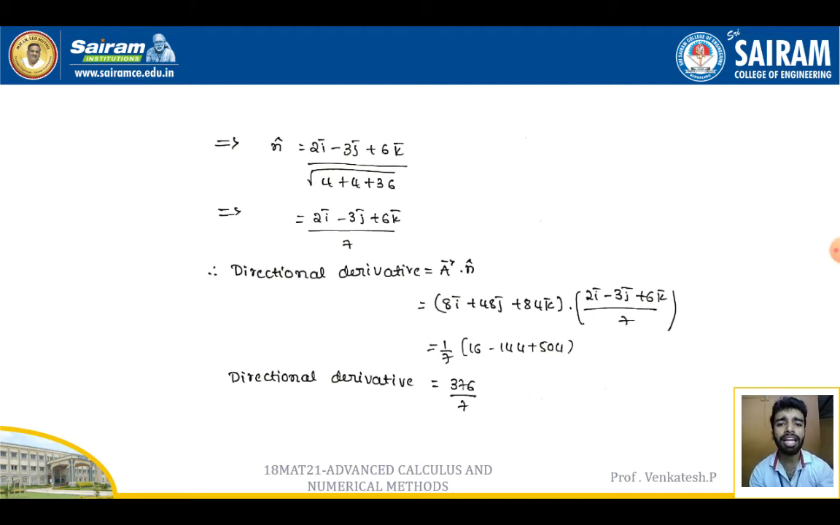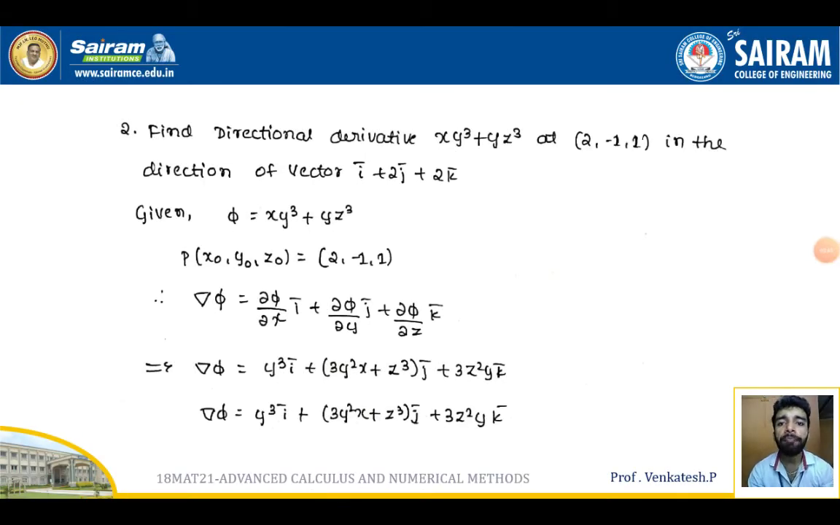Now I want to find the directional derivative. The formula is del phi dot n cap, or A dot n cap, as we can take it, since I took del phi equal to A here. So 8i plus 48j plus 84k dot with 2i minus 3j plus 6k by 7. Since it is a dot product, multiplying i with i, j with j, k with k, I'll get 1 by 7 into 16 minus 144 plus 504. On simplifying this, I'll get the directional derivative as 376 by 7, which is the required directional derivative for the given equation.